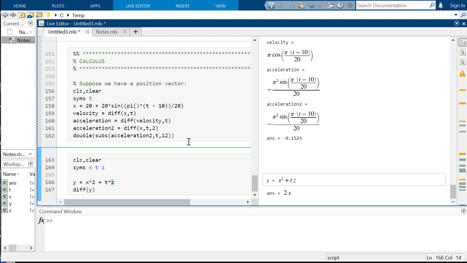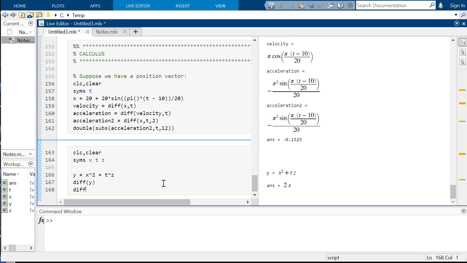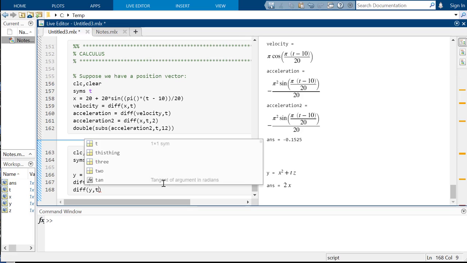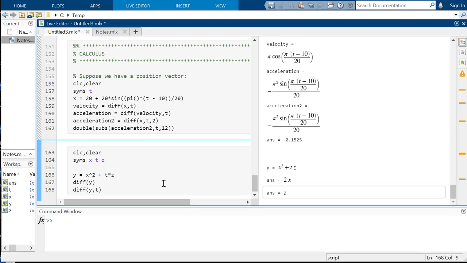So if I differentiate with respect to x, the t and the z goes away, right? Because there's no x, it's just a constant with respect to x. So if I say nothing, it's going to automatically do it with respect to x. If I do it to another variable, I just have to specify which variable I'm interested in.